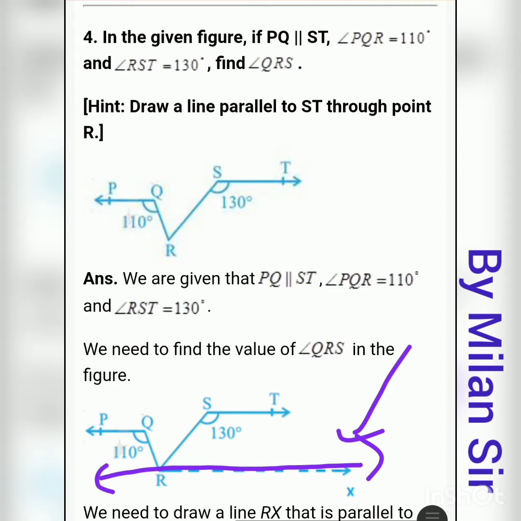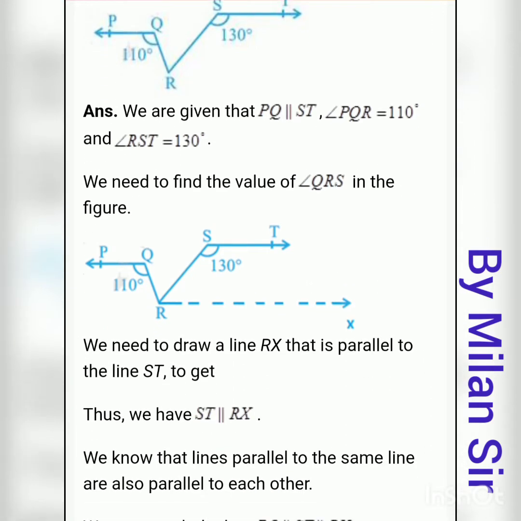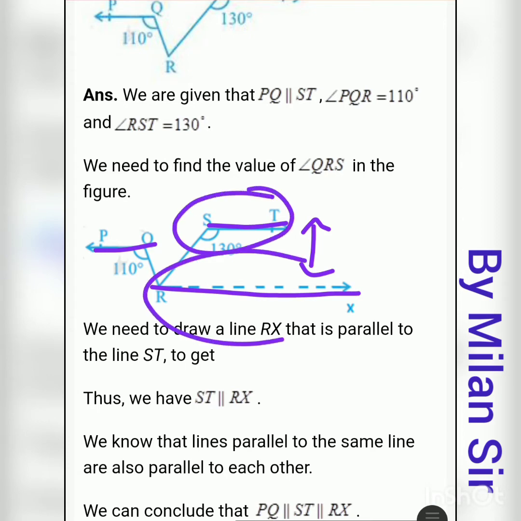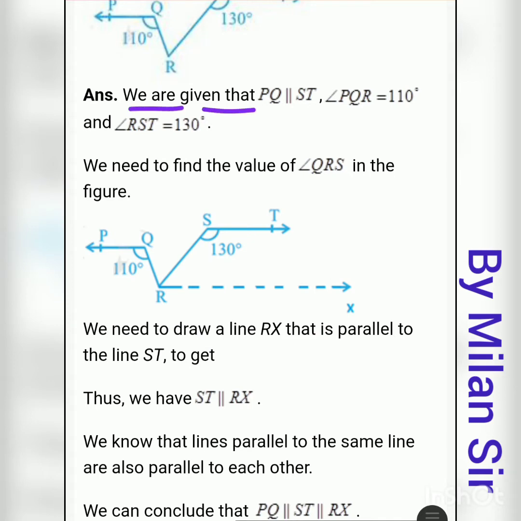Now PQ and ST both are parallel lines. If we draw RX parallel to ST, then all these three lines are parallel. First of all, what is given to you? These two lines are parallel, and the line we drew is also parallel. So we are given that PQ parallel to ST, angle PQR is 110 and RST is 130. We need to find the value of QRS, that means this angle.